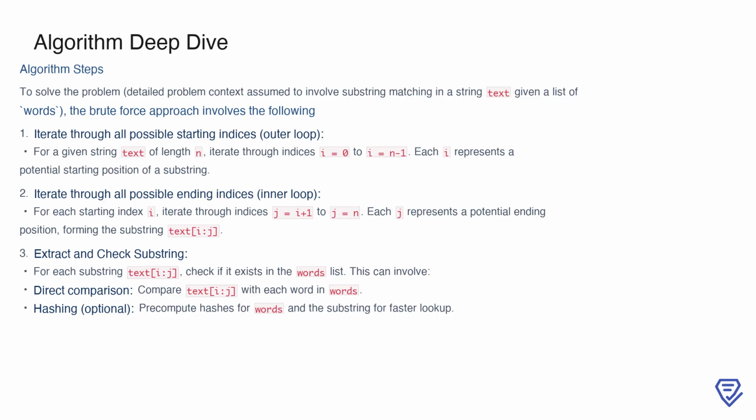The substring formed will be text[i:j]. Once we have the substring, we check if it exists in the given list of words. This check can be done either by directly comparing the substring with every word in the list, or by using a pre-computed hash to speed up the lookup process. This method ensures that we systematically explore all possible substrings in the text to identify matches.